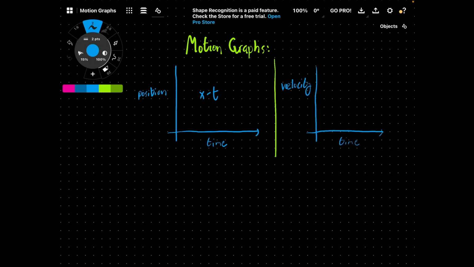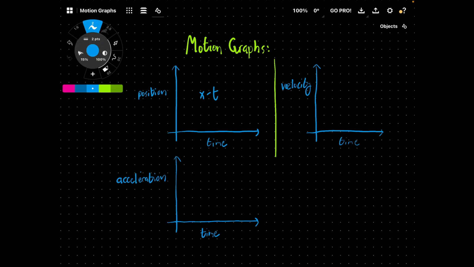Now that we have the velocity versus time graph up, what we can do now is move on to our final type of graph, which is the acceleration versus time graph. So over here we can draw the acceleration versus time graph. Let me quickly finish drawing that. Over here I have the acceleration versus time graph, or A versus T graph.